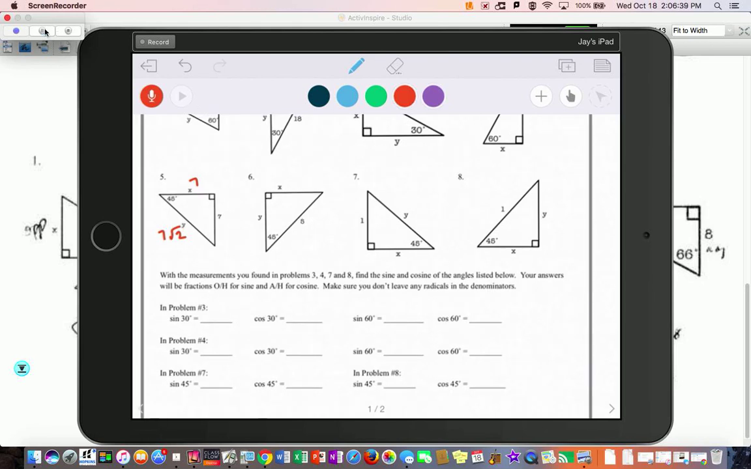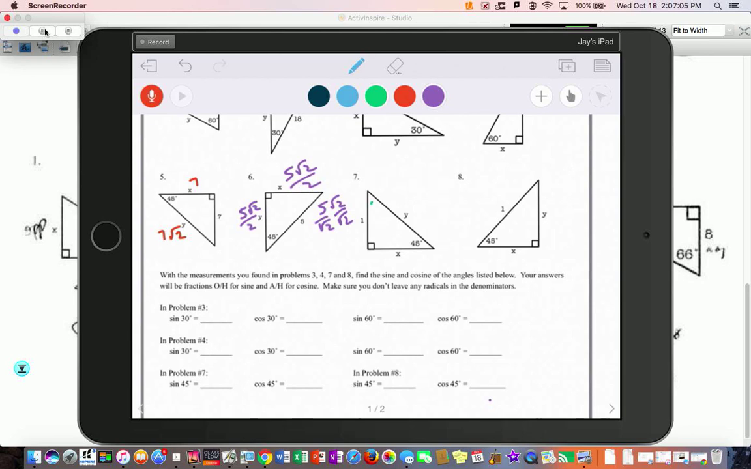If this is 5, I would have to divide by, so I'm going to take 5 and divide by root 2, and you want to rationalize that. So I end up with 5 root 2 over 2 for one of the legs. So you divide by root 2 this time, and if that one's 5 root 2 over 2, this one will also be 5 root 2 over 2.